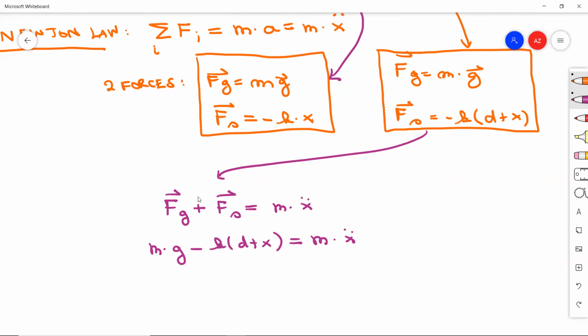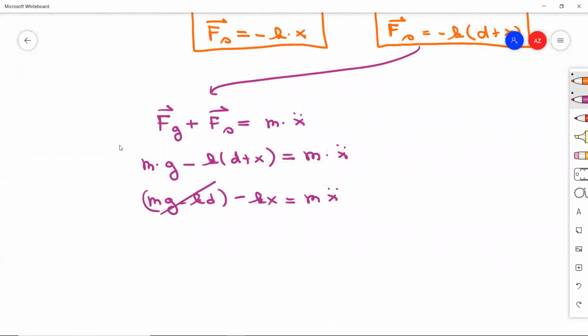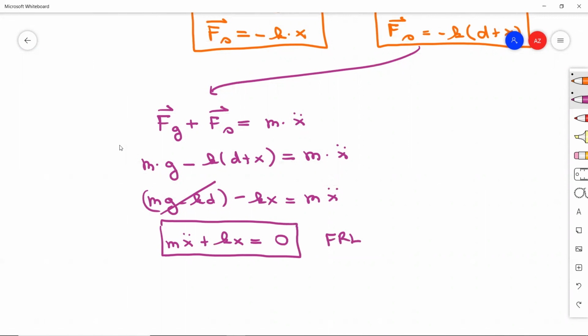And this mg minus kd cancels out. So mg minus kd, this is 0, minus kx is equal to mx double prime. So our differential equation is mx double prime plus kx is equal to 0. So this is vibration without damping. This is free vibration without any damping or external forces.